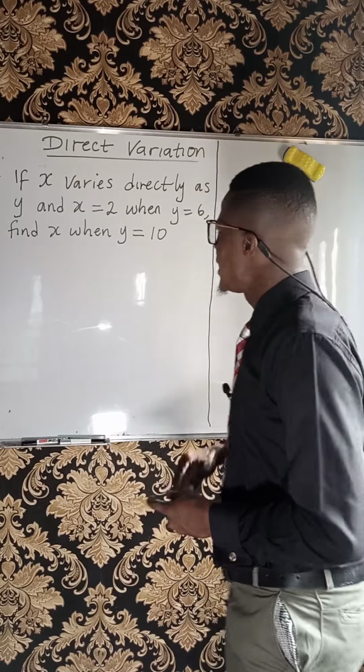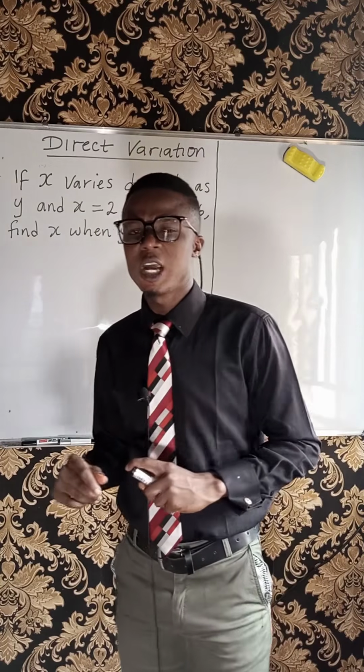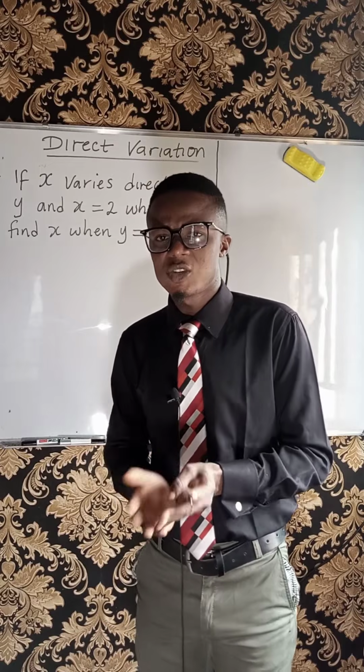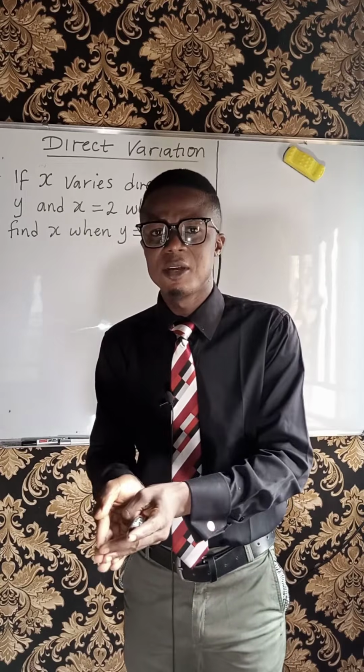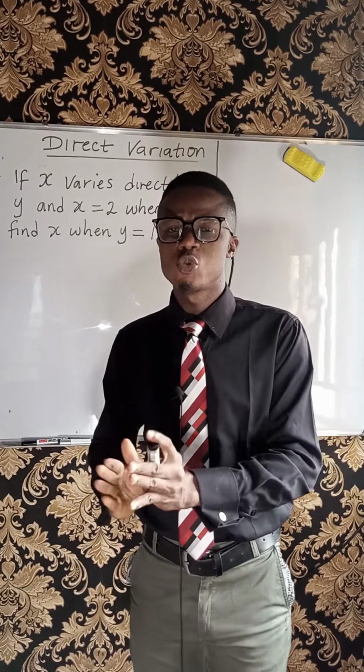Then again, in variation, no matter the type of variation you are talking about, there must be a constant. That constant is just the quantity that will remain the same for the relationship that exists between two or more quantities to continue to hold.